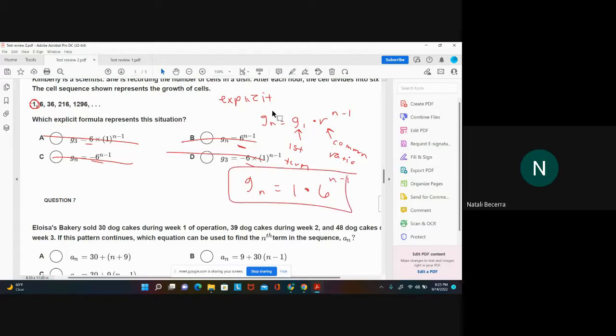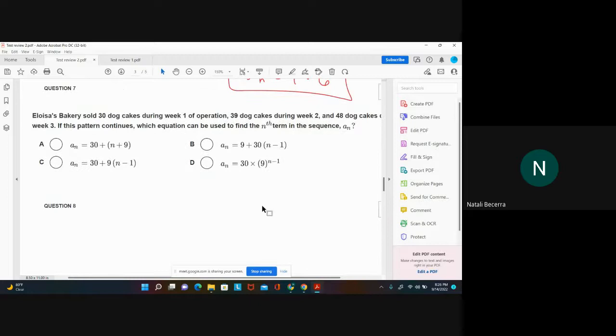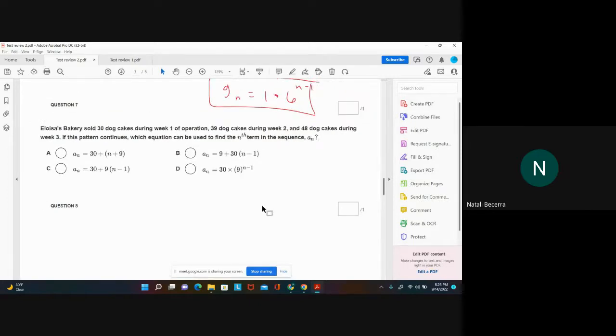All right. Moving on. Eloisa's bakery sold 30 dogs the first week. So 30. Second week, 39. Then 48. Okay. This pattern continues. What can be used to find the nth term? So again, an equals a1 plus d, parentheses, n minus 1. A1 is your first term. D is your common difference.